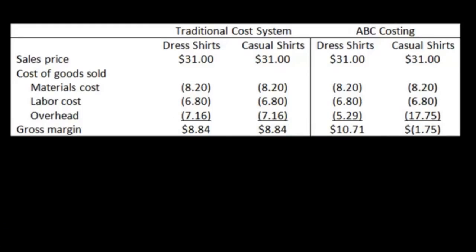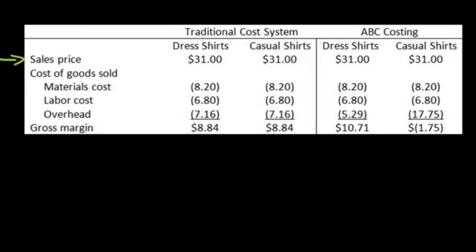So if you want to look at our total cost, in this table I have the sales price that we are selling these shirts for. We're selling the dress shirt and the casual shirt for $31 each. And then I've calculated cost of goods sold using a traditional system and an ABC costing system. Whether we use traditional or ABC costing, our direct material cost and our labor cost are the same. It is $8.20 for direct materials and $6.80 for direct labor. But our overhead is quite different.